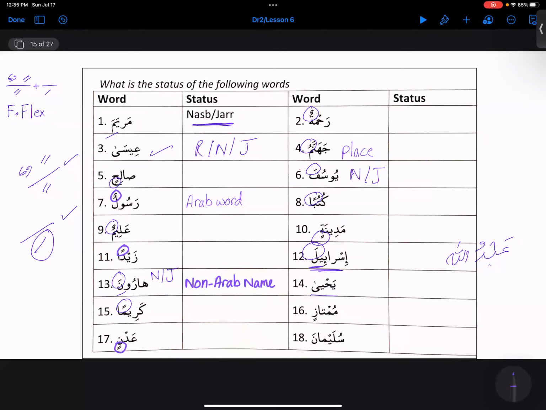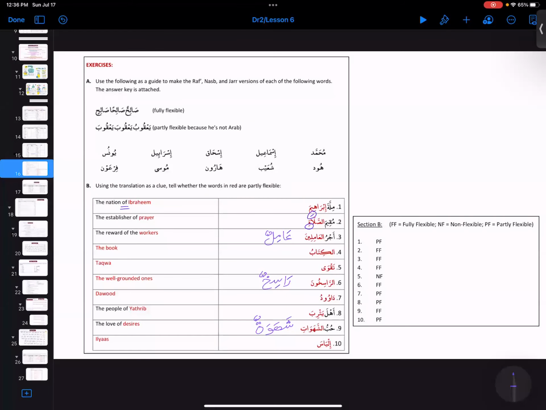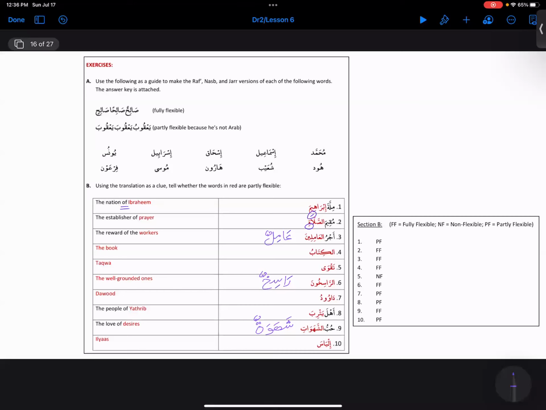Then Yahya, non-flexible. Mumtazin, fully flexible. Sulaimana, partly flexible. Okay, alhamdulillah. So our time is up. Israela, Israelu, Israela, partially flexible.